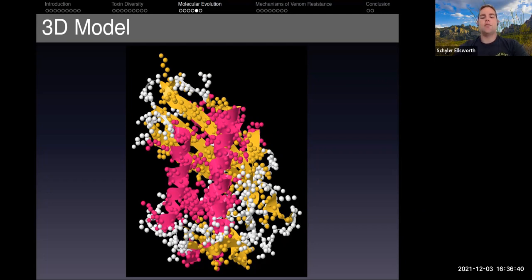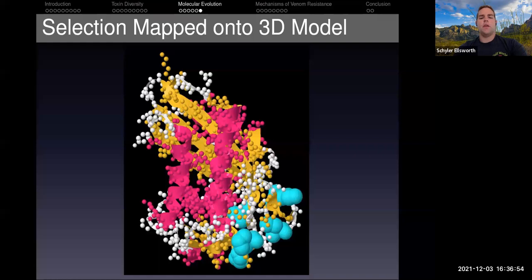And so with this predicted structure, I wanted to see where on this predicted structure the changes were happening. Because like I said, they were over a third of the protein. So I wanted to know if they were all occurring on one edge or kind of throughout the entire protein. And when I mapped those selection results onto the 3-dimensional model, we can see that all of those results, now highlighted here in blue, occurred on the one end of the protein and kind of in this one section. And so we are pretty sure that this protein functions as a calcium channel inhibitor.